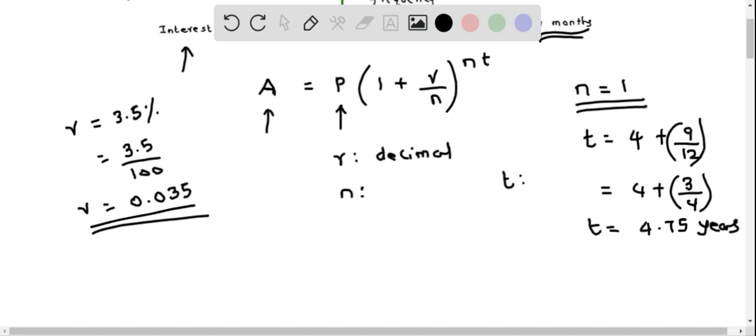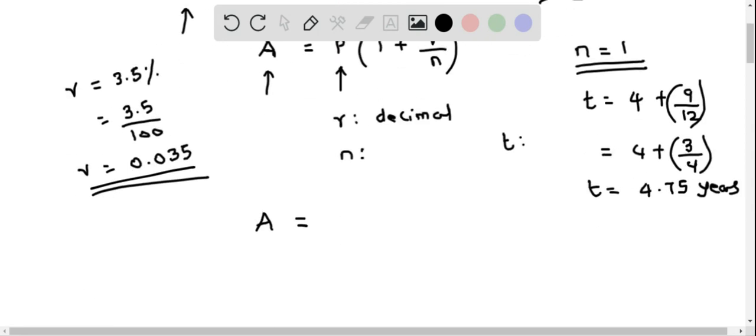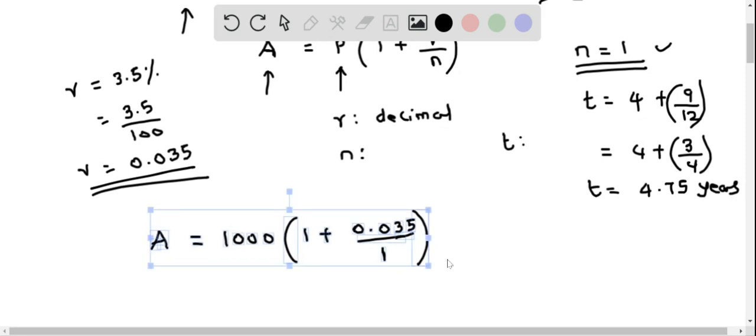So let's plug in the values of P, R, N, and T into the formula. So therefore, P equals 1,000. So I put 1,000 here, times 1 plus rate of interest R, that is 0.035, divided by N equals 1. So divide by 1, and then this one raised to the power of NT. We just move this here for some space. So raised to the power of NT, N equals 1, and T is 4.75.